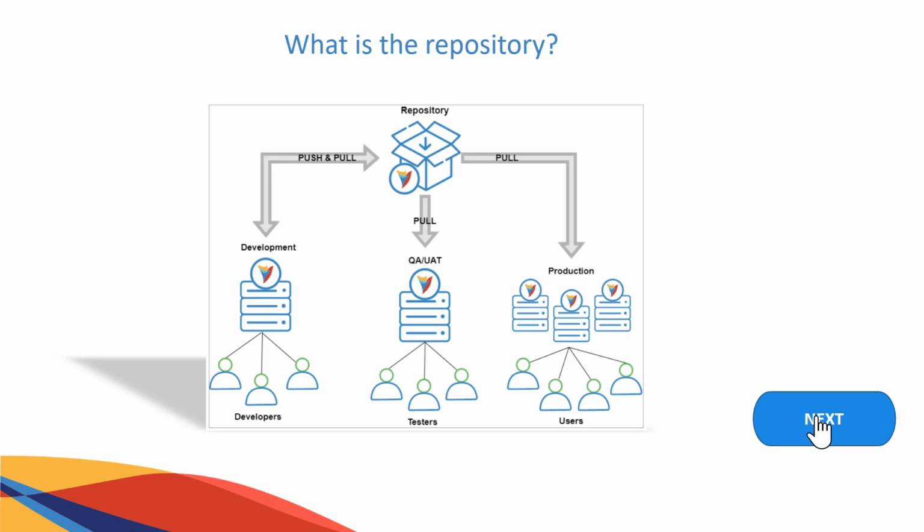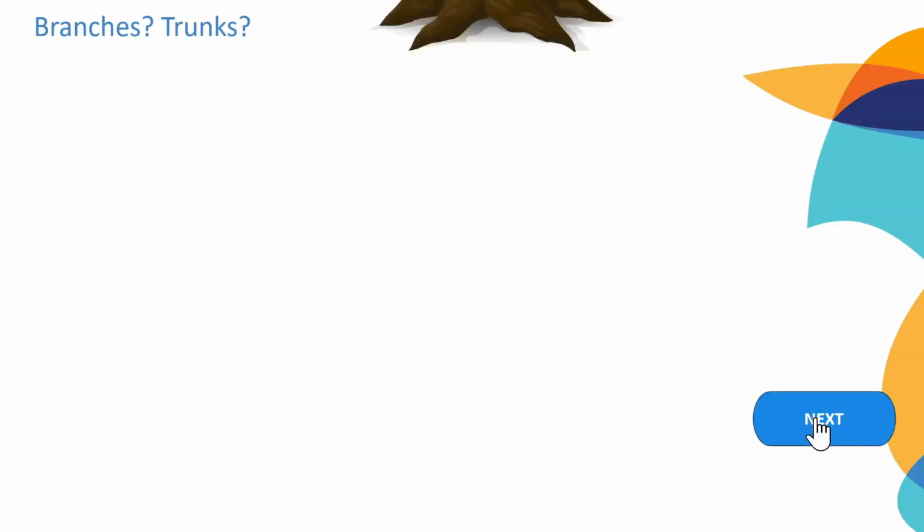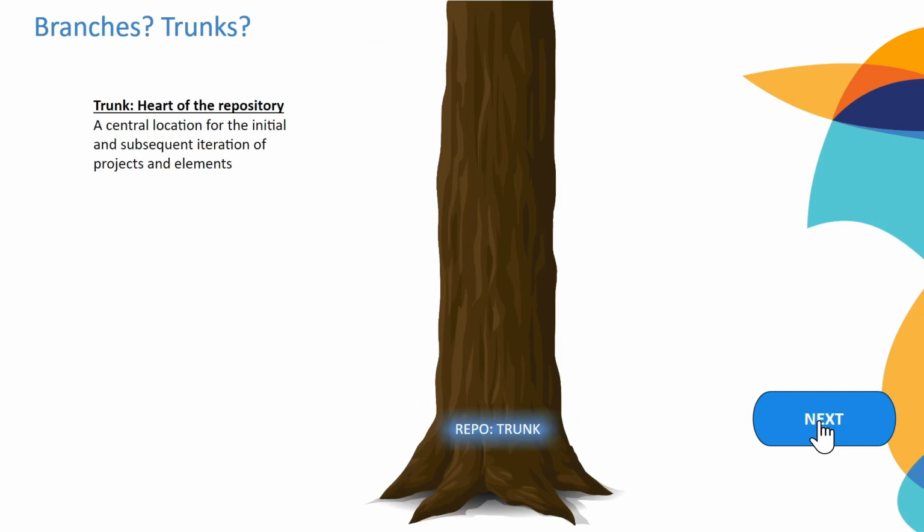Our repository is made up of two main elements. Trunk is going to be the heart of the repository. This is going to work a little different than traditional software development, where you would push to a branch and then push to a trunk. In Decisions, we start by pushing projects to the trunk, and then when we are ready to go through and pull them, we push them to branches.